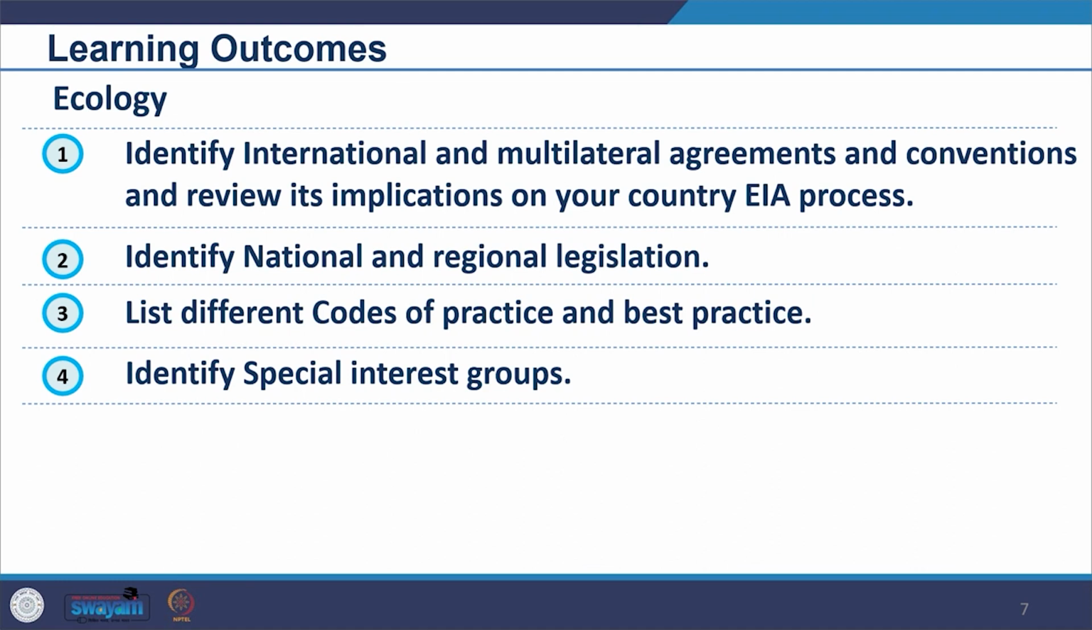Further, you should be able to identify national and regional legislation, and then you should be able to list different codes of practice and best practices. You should know which one to refer to when you are dealing with a certain domain. And then you should also be able to identify special interest groups, so that you can take a review and they could be part of your EIA process.